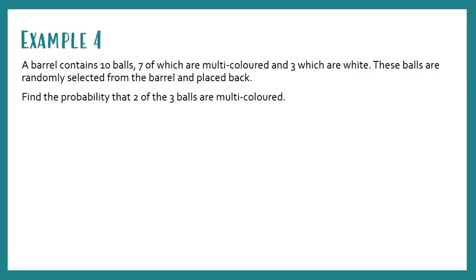So for this example here, we've got a barrel containing 10 balls, 7 of which are multicolored. And so these balls are randomly selected from the barrel and then they are placed back. So that tells us that we have a with replacement. Okay, now in this case, we have 3 trials in this question. We want to find out what the probability is for 2 of those to be multicolored, right? So I'm going to call these M and W. It doesn't really matter as long as you're sure what you call them in your tree diagram.